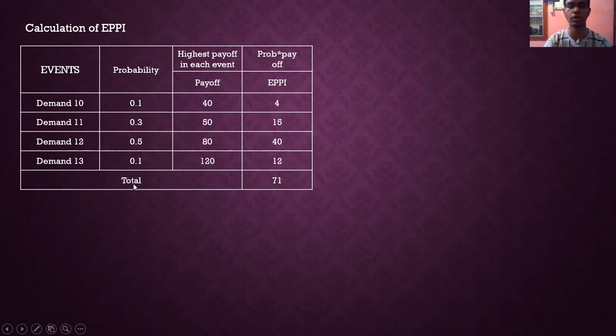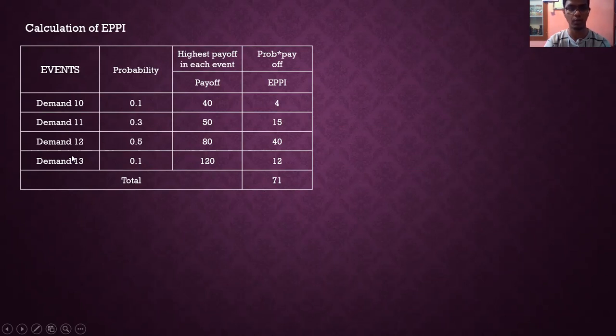Then we have to find out a total. So total will be 71. 4 plus 15 plus 40 plus 12 will give us a total of 71. So this is the total value of EPPI. So how to write it?